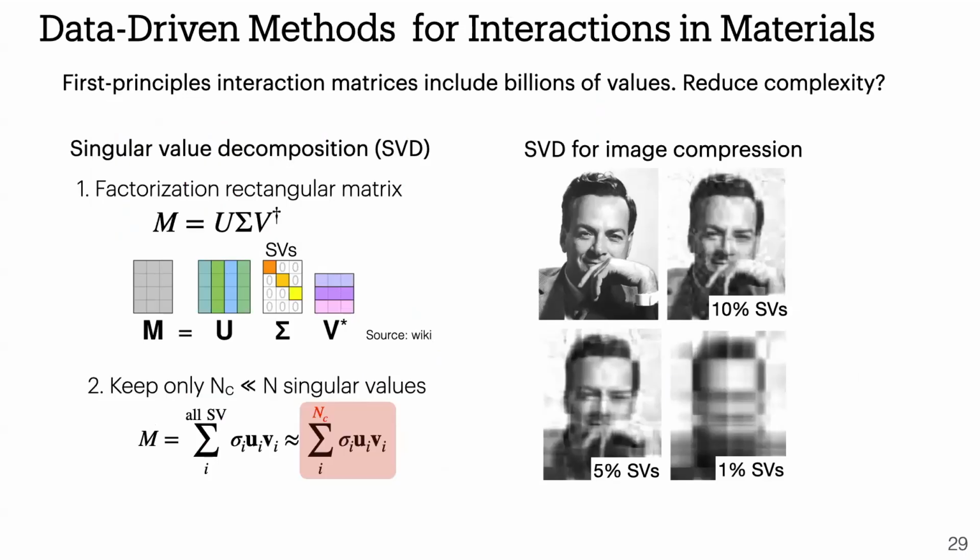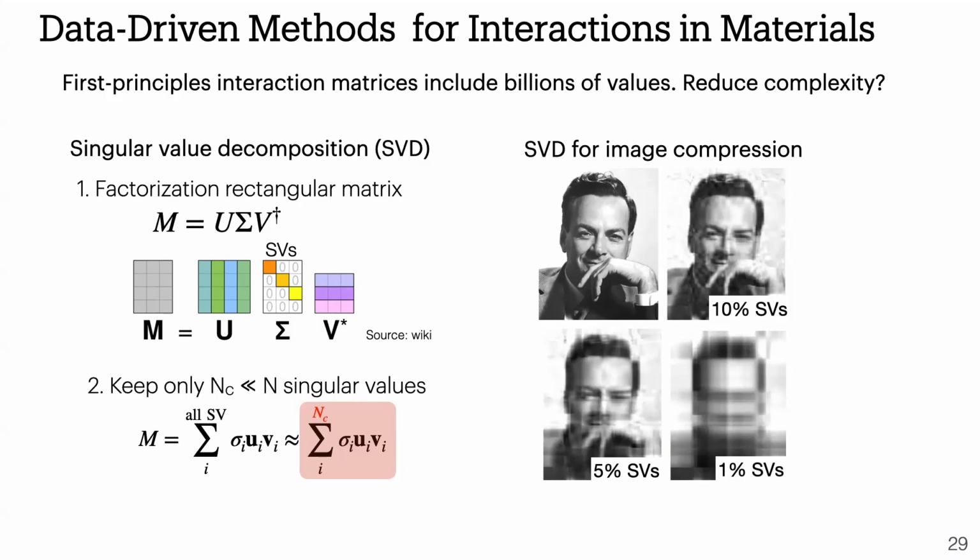I basically told you that these calculations rely on billions or trillions of electron-phonon matrix elements. We started asking ourselves if this is an inherent complexity or if there's something that you can do to distill the main physics out of this problem. So we started using singular value decomposition, which is basically a method to decompose rectangular matrices. It's decomposed into the product of two unitaries and a diagonal matrix, where the diagonal entries are real positive numbers that are called singular values.